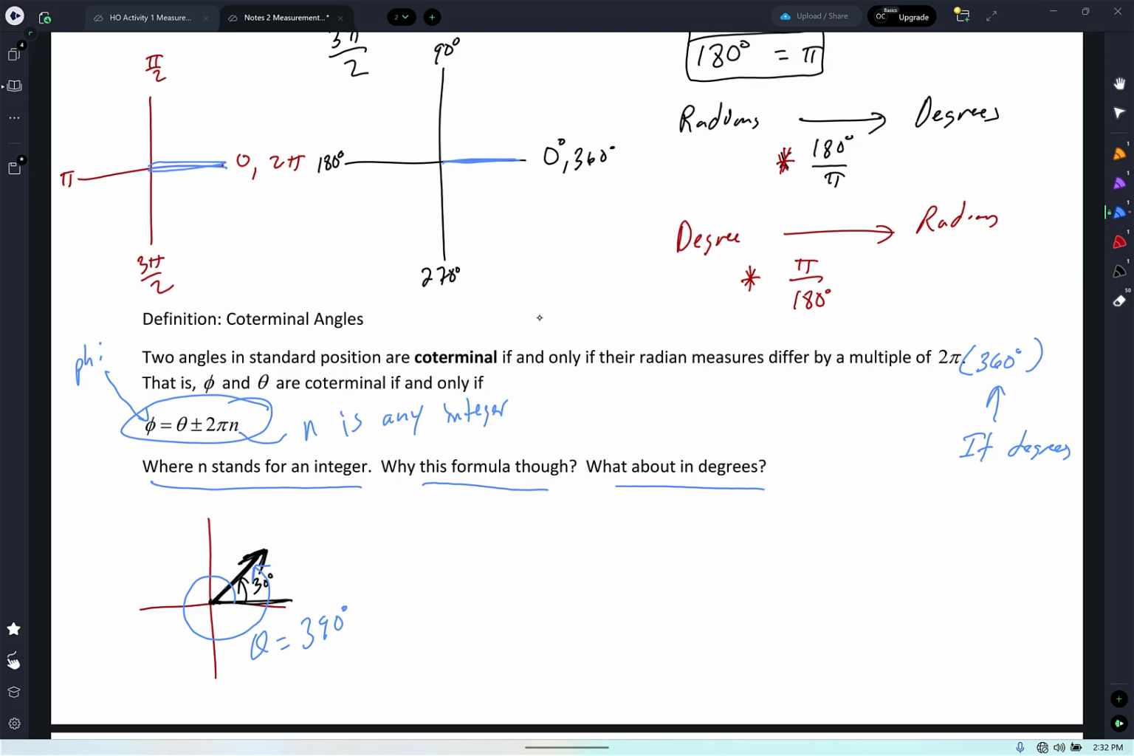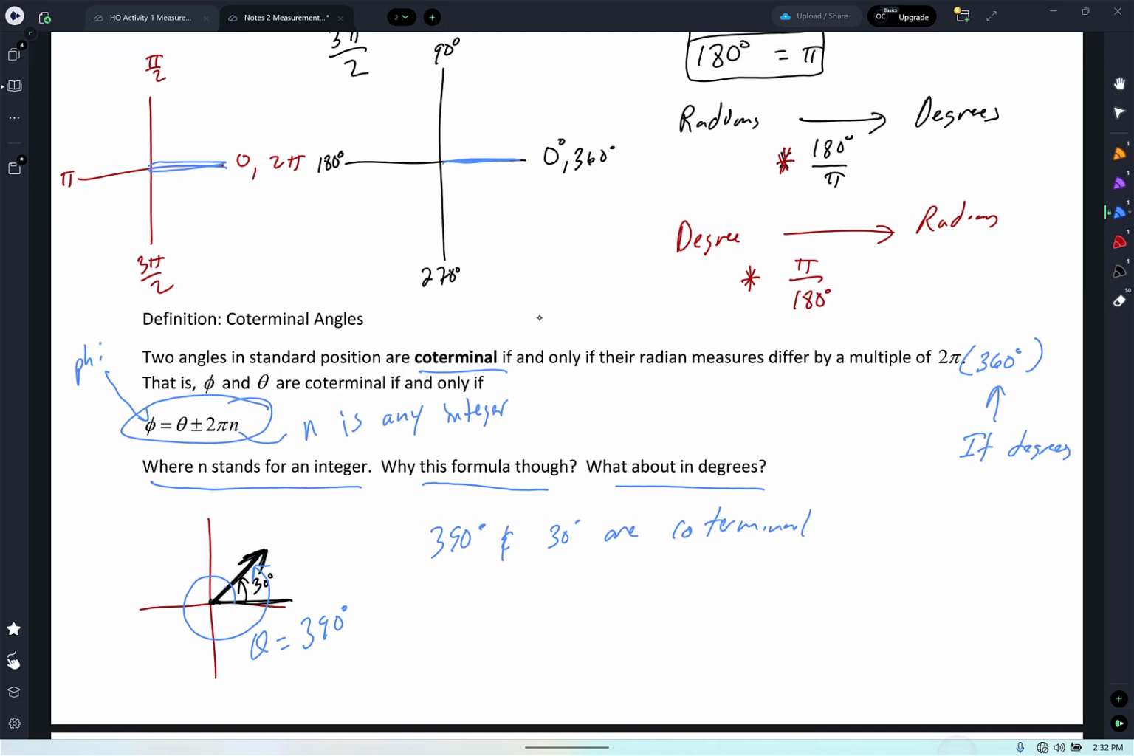Sometimes they call that ray the terminal side because that's where it, quote unquote, terminates. That's where you stop. Nothing crazy, right? That's all they're talking about, guys. So 390 degrees and 30 degrees are what? Coterminal. They create the same ray.